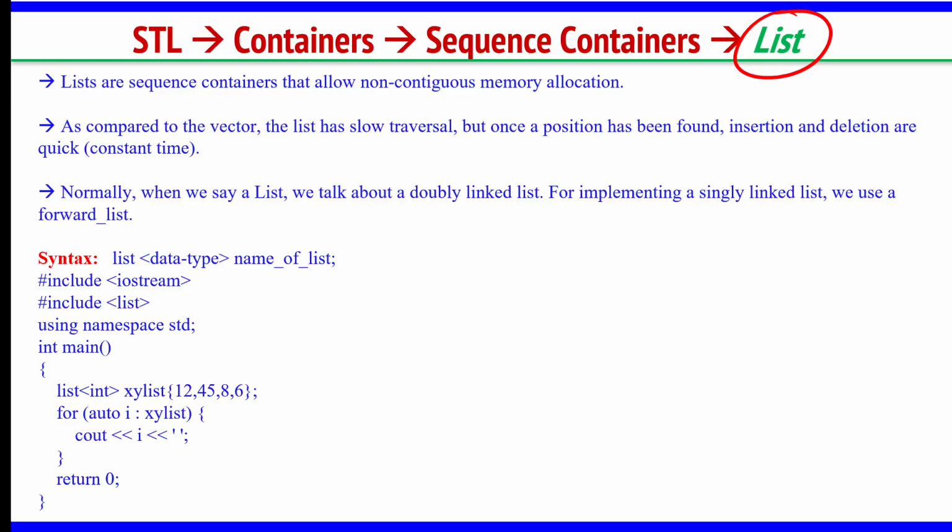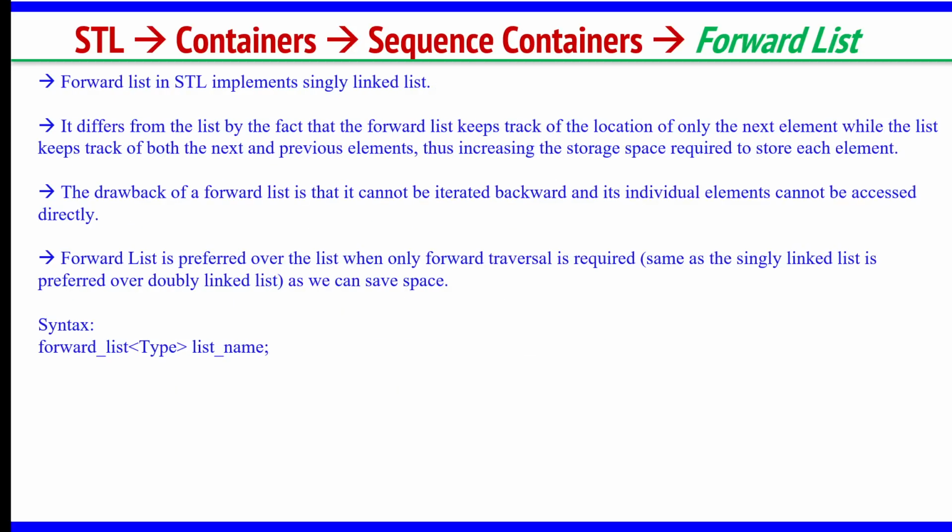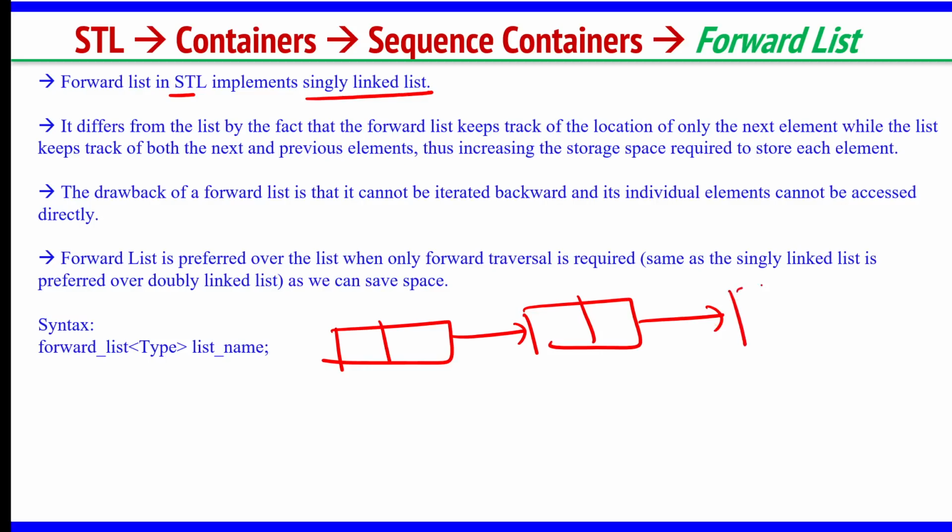If you want to implement a single linked list, we have to go for forward list. So, let us study what this forward list is, let us see the syntax and the operations of forward list. Forward list in STL implements a single linked list, that is why elements are always in the forward direction, it can only go in this direction.